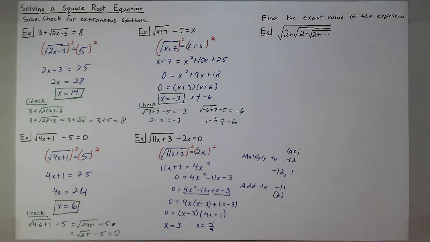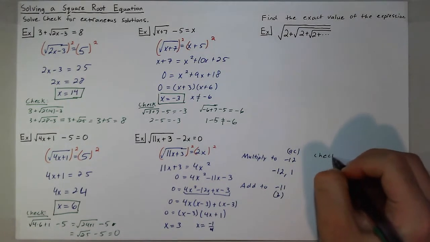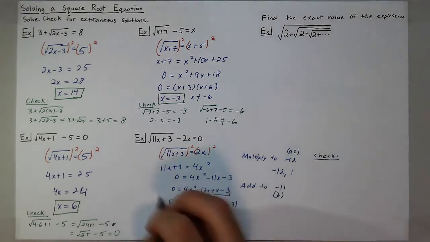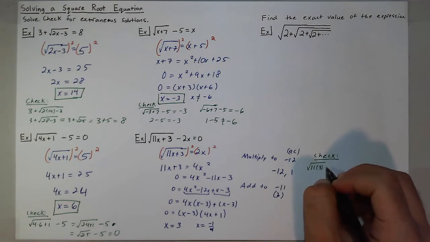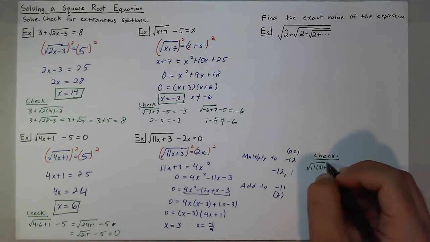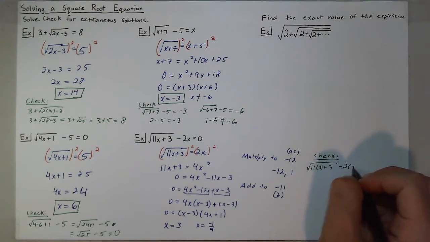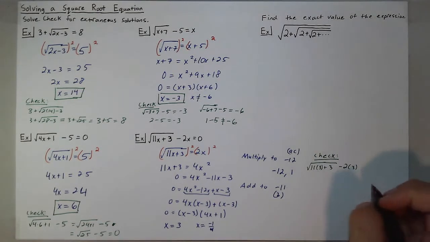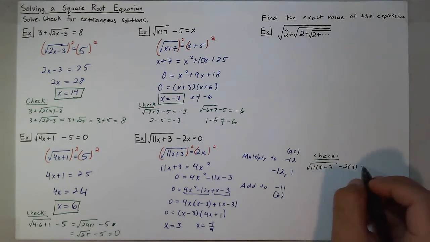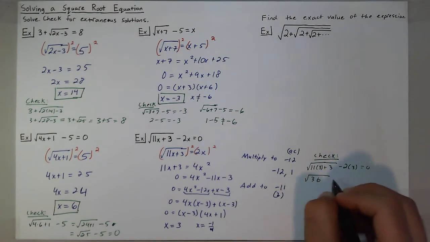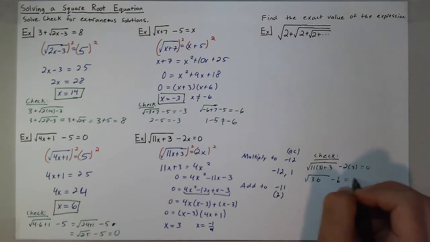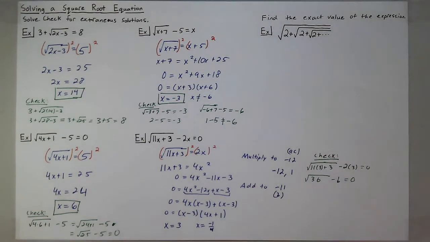Now I'm going to check both of these solutions to make sure they work. First I'll check 3, so I'll have the square root of 11 times 3 plus 3 minus 2 times 3, and this should equal 0. So I'll have the square root of 33 plus 3, which is 36, minus 6, which is 6 minus 6, so that definitely works. X equals 3 is a solution.